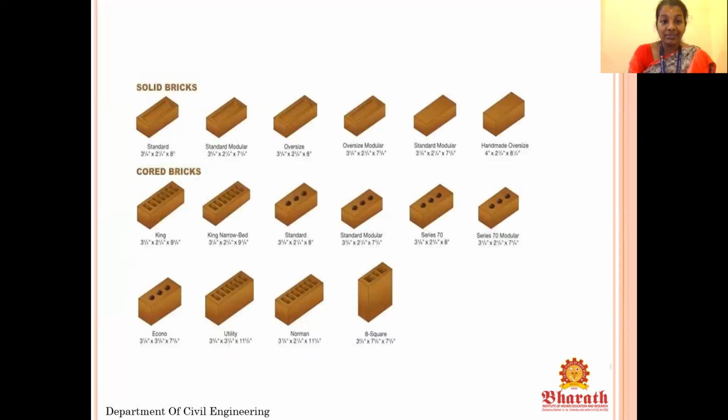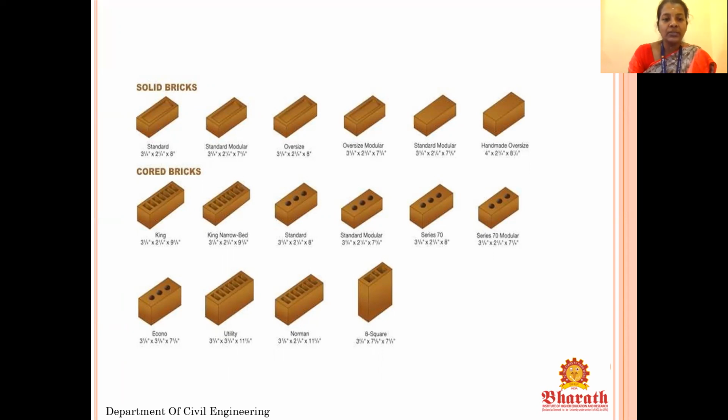So these are certain brick types which we have discussed. The first row indicates the solid bricks and the next one indicates the cored bricks. That is, there will be some depression in the middle of the brick, which is called cored bricks. Solid bricks, there are totally 6 types which I have described here: standard, standard modular, oversized modular and handmade oversize. Standard is 3.5 inch by 2.5 inch by 8 inch, whereas in oversize modular the size gets increased in a certain way. So this is called solid bricks.